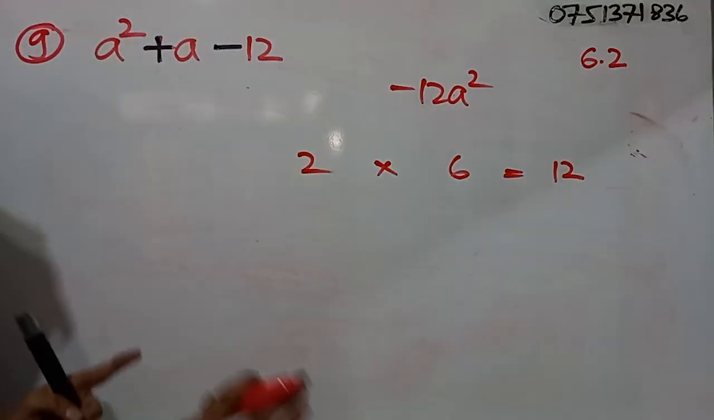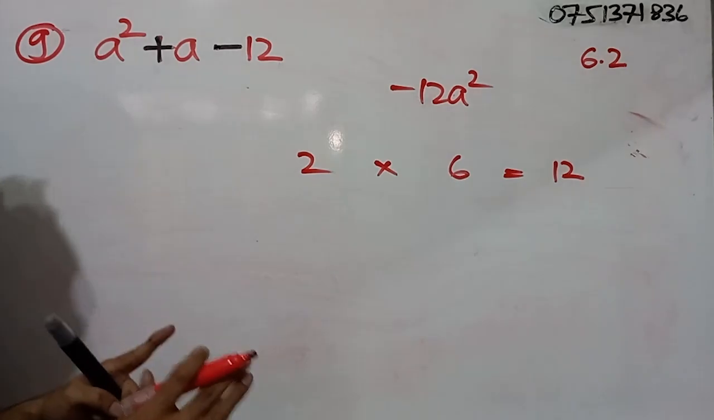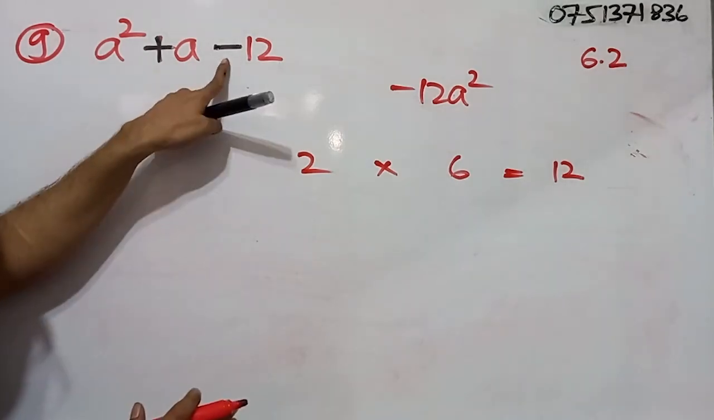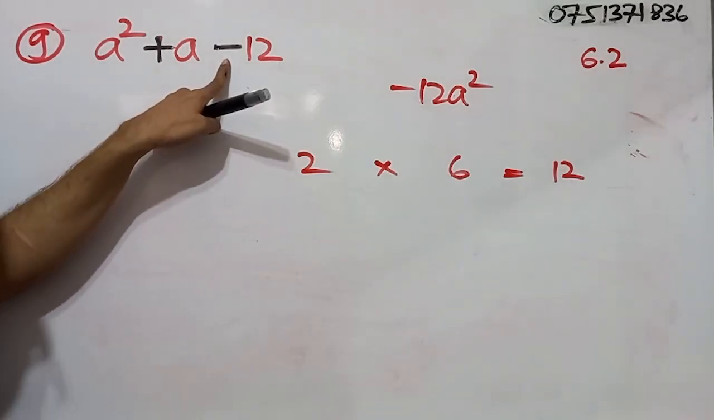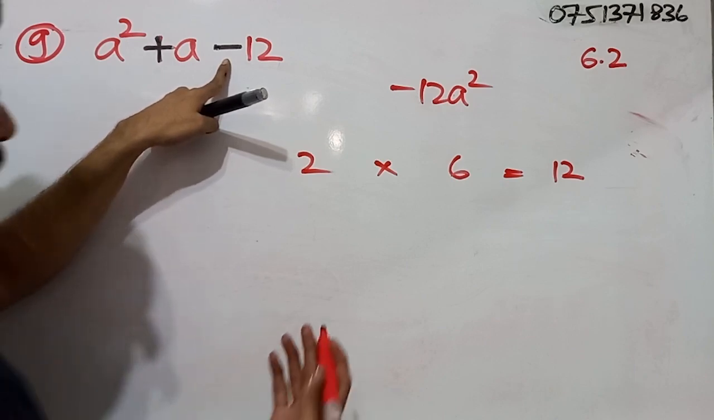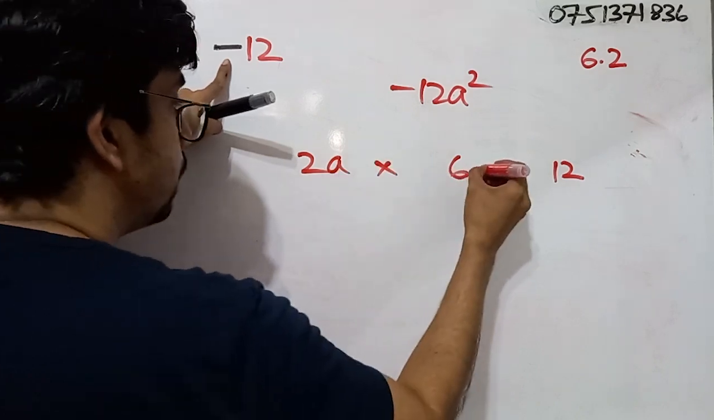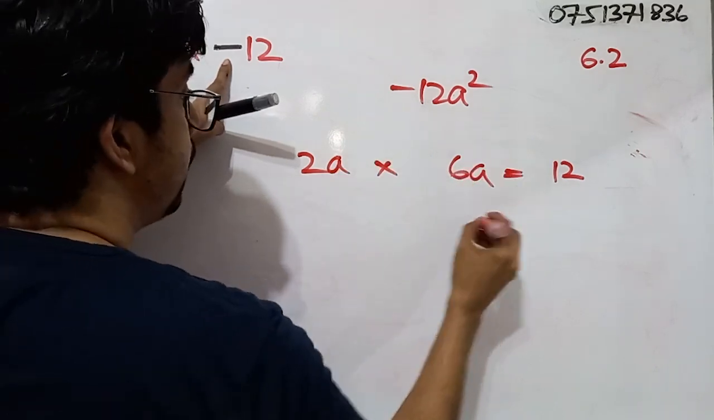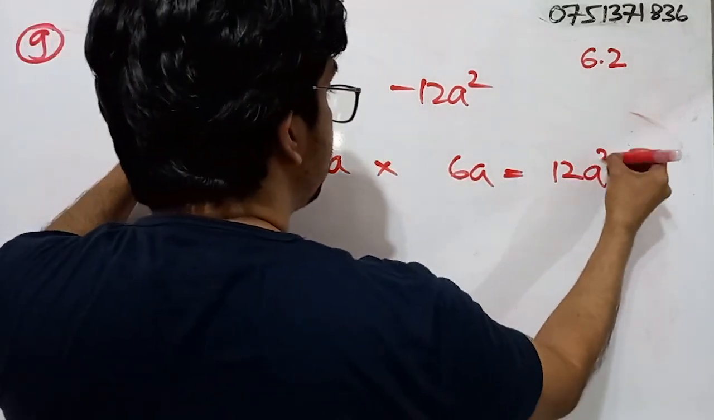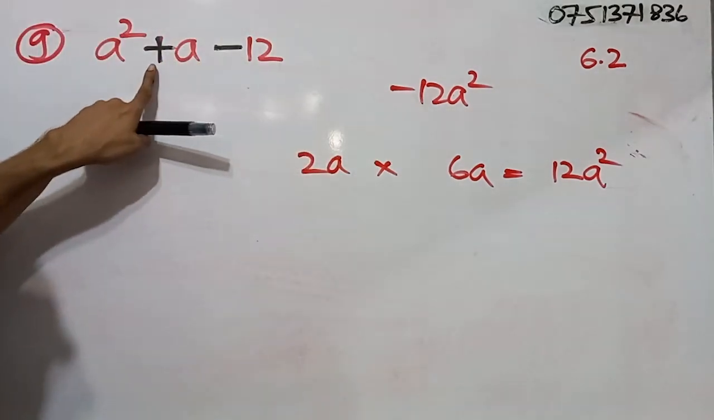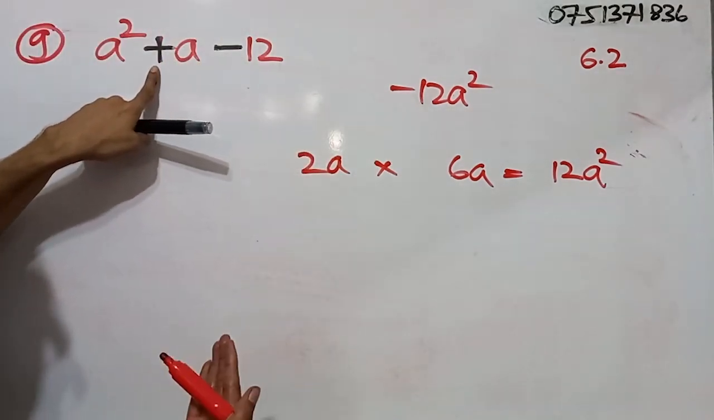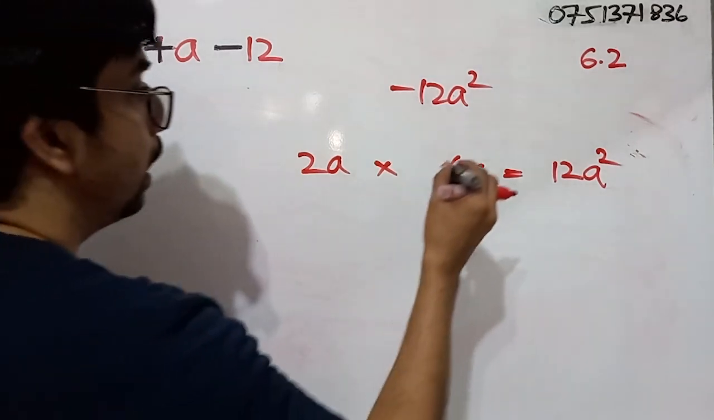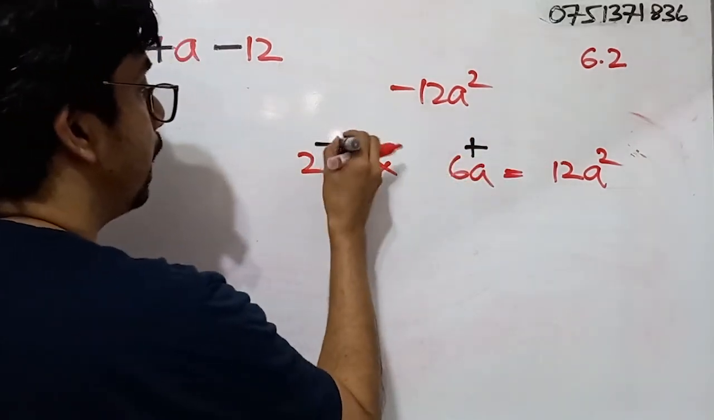Okay. So one should be positive and the other one should be negative. How do we know? In front of the constant, what do we have? A negative. So this should be 2a, this should be 6a. So we will be getting 12a squared. So this is the middle term. In front of it we have plus. That means the larger one should be positive and the other one should be negative.